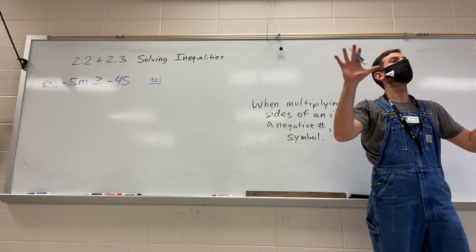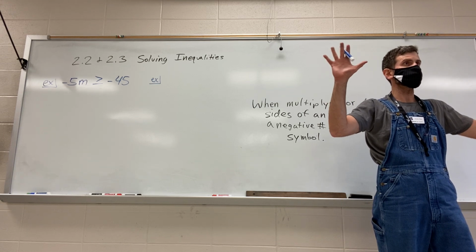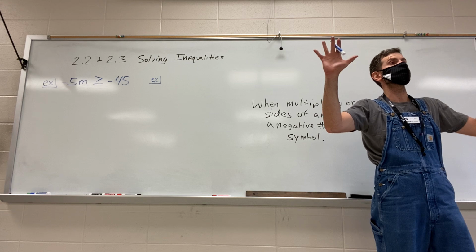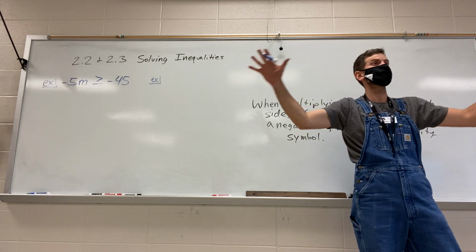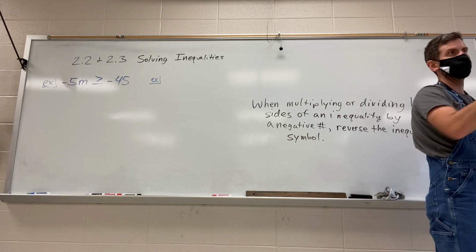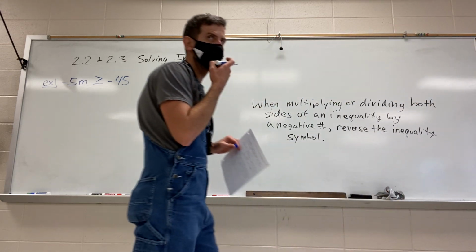So what happens is when you multiply both sides by a negative number, a number that was here on the number line is now over here, and the other one's over here. So the inequality symbol reverses. Yeah, John. Okay.